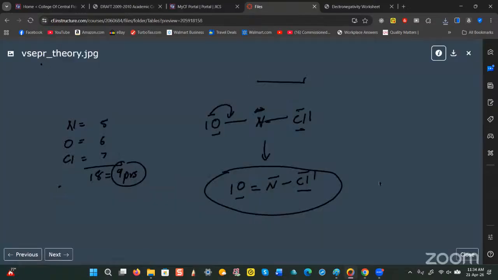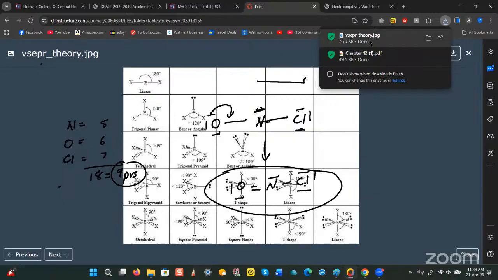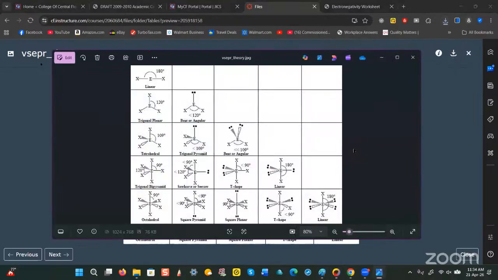Okay. So basically what this theory says is that if you have a molecule where you have a central atom, right? And the central atom is bonded to other atoms and also has lone pairs. The shape of the molecule resulting is going to be due to the repulsion between pairs of electrons, bonding and lone pairs, around the central atom, all right? So this chart here basically summarizes the shapes that you're going to end up with based on that theory, all right?